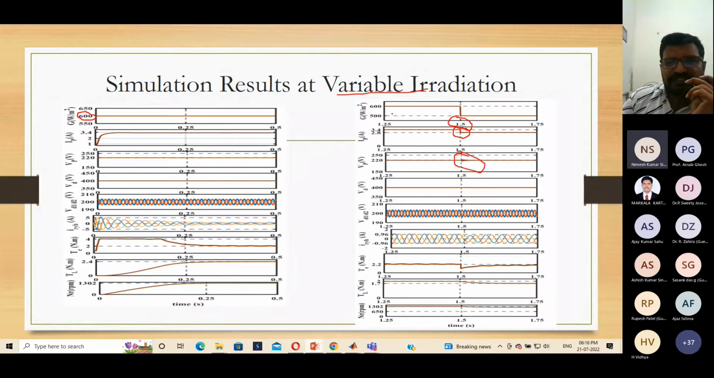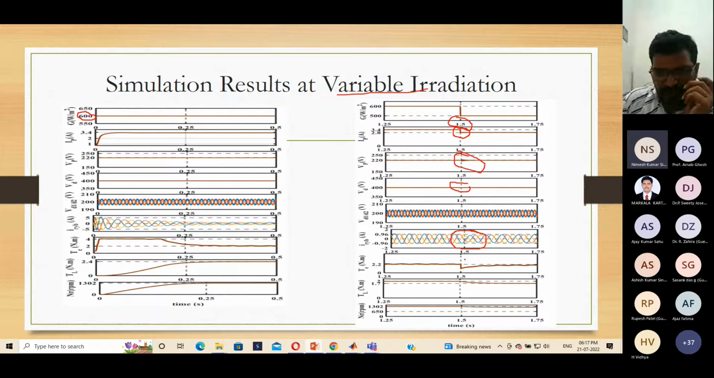As we know, an irradiation change is nothing but a power change. Irradiation change means the solar panel will give less power, so the current will drop. The voltage, as usual, we are keeping constant, and only the current will change. Similarly, at 1.5 seconds, the three-phase currents IR, IY, IB are decreased. As the IP value keeps on changing, to make the power balance, the currents fed to the induction motor are going to change.